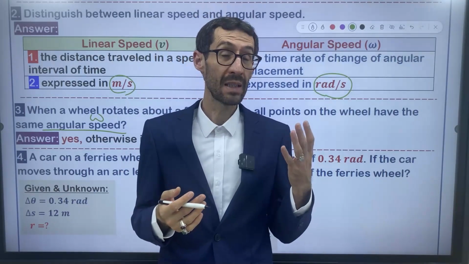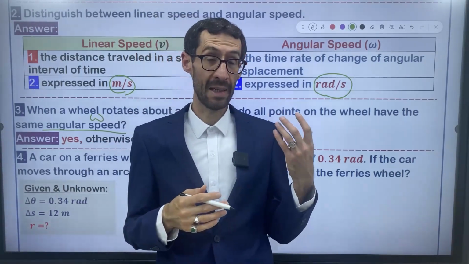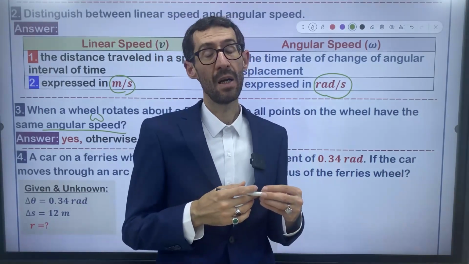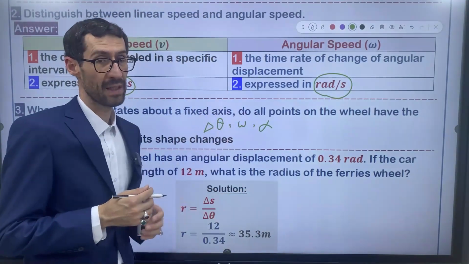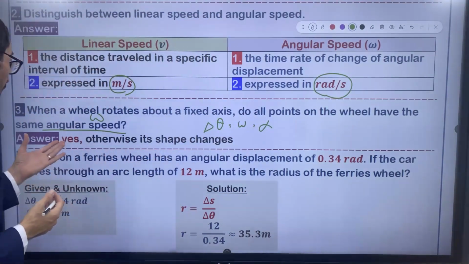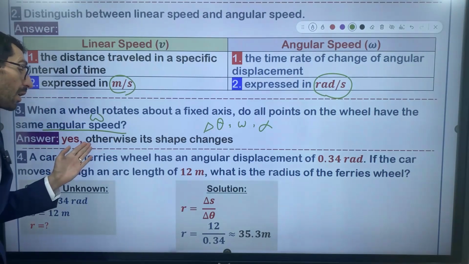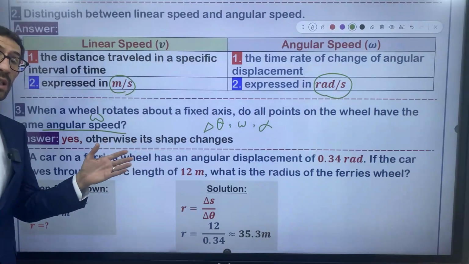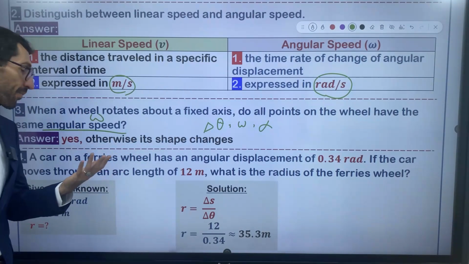So why did this phenomenon actually happen? Because of the difference in the value of these angular displacements. So angular displacement should be equal. Otherwise, the shape of the object changes. Otherwise, the object loses its rigidity.